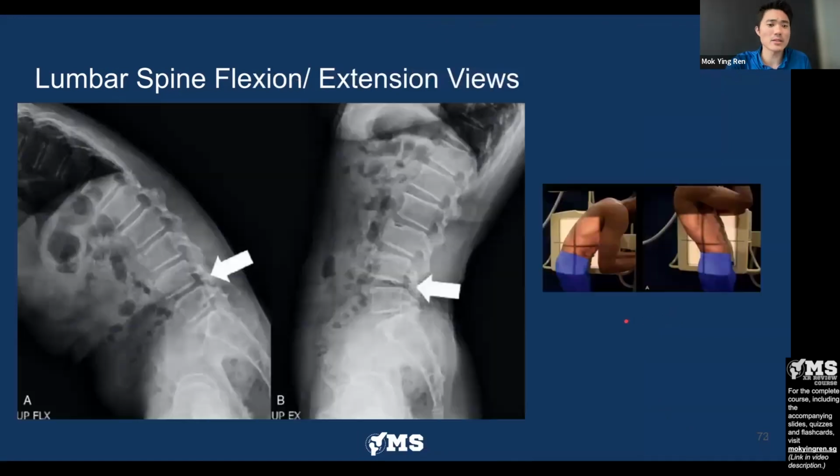Okay, nevertheless, we also have flexion and extension views over here, to look for dynamic instability. All right, repeat after me, dynamic instability. All right, asking the patient to flex maximally, extend maximally, and to repeat the shot. Okay, and to look for changes in the displacement, angulation or translation in the vertebral bodies.